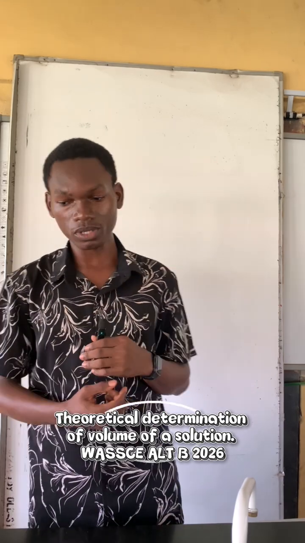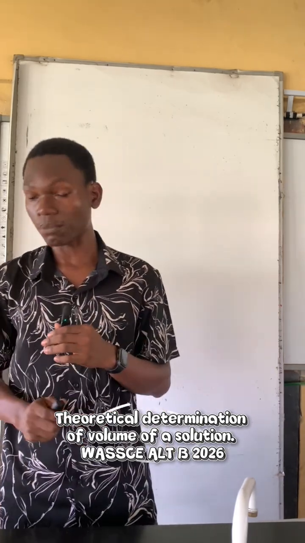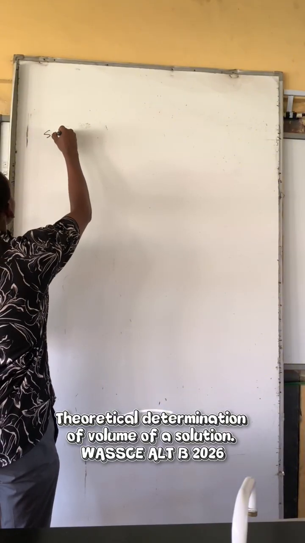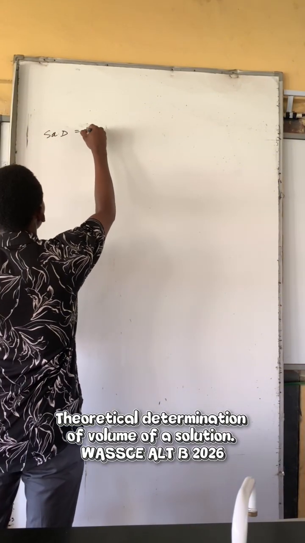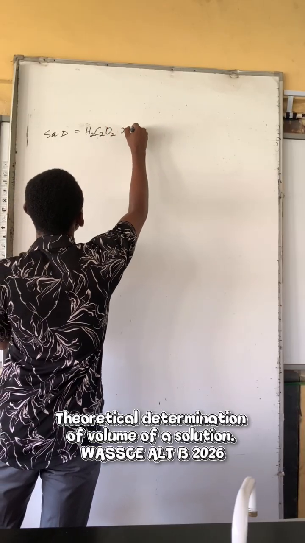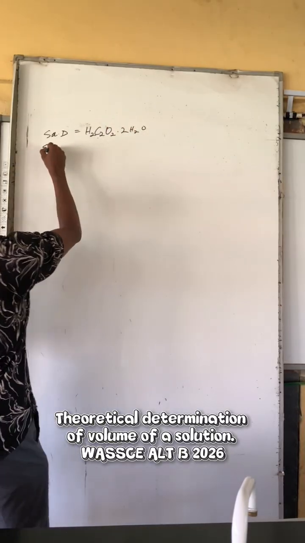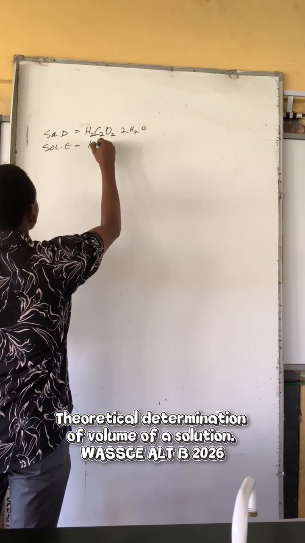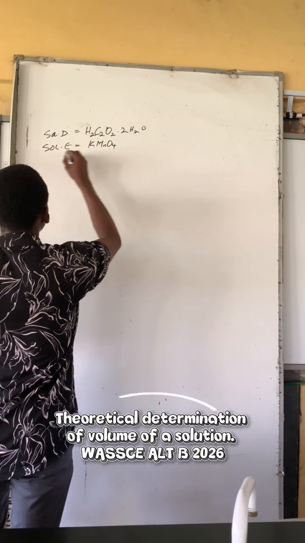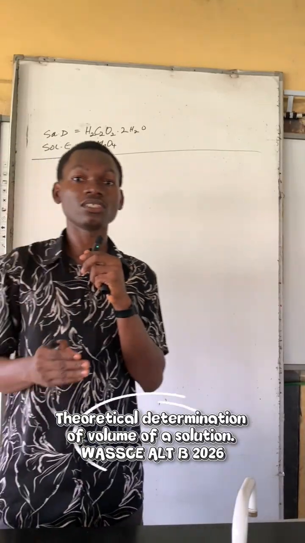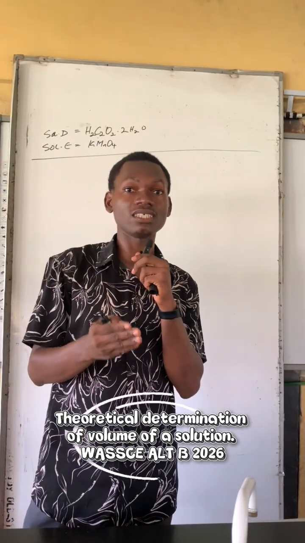So how do we calculate this? We are told that our sample D, which is the acid, is an oxalic acid. Solution D is an oxalic acid, a hydrated one, dot 2H2O. And our solution E is an oxidizing agent, KMnO4. Now, how do we calculate the theoretical volume of acid to be used?